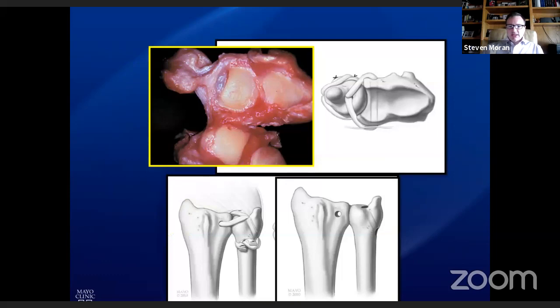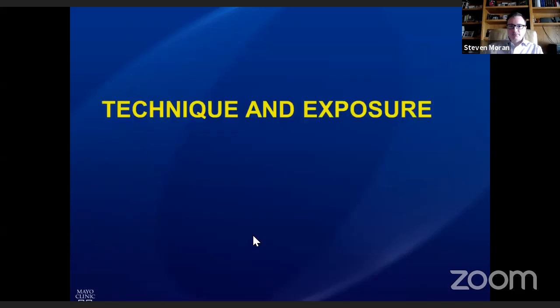The technique, and I'm going to spend some time because we haven't really talked about it, the open approach to the DRUJ is essentially just recreating this triangle. You're going to drill through the radius very close to the sigmoid notch, and then you're going to drill a hole in the fovea, exiting out the ulnar aspect of the ulna below the styloid, and essentially tie this together. Now, Mark Henry is going to describe his technique, which makes this much simpler. I will say that we have adopted Mark's modification of this by simply, instead of wrapping the tendon around the neck, using a suture anchor and occasionally an interference screw.